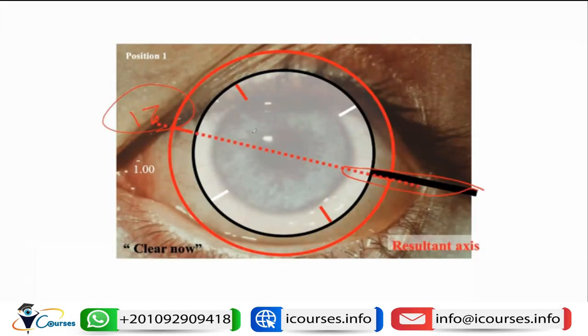So if we flip the cross cylinder again, and the patient says that it will be the same, or that both positions 1 and 2 are equally blurred, then this will be the right axis of the patient. So we now have the axis of the cylindrical lens.